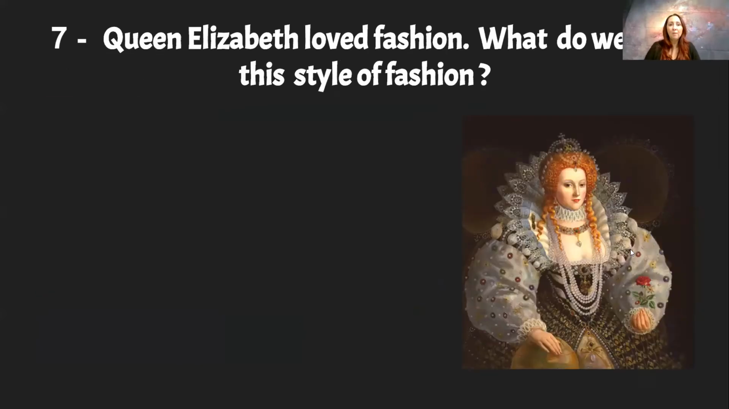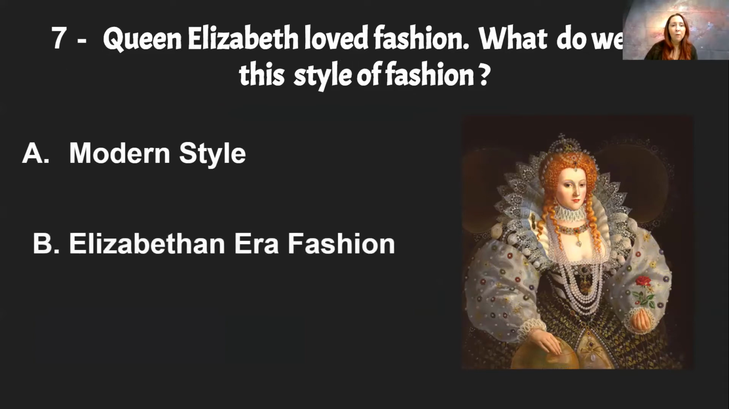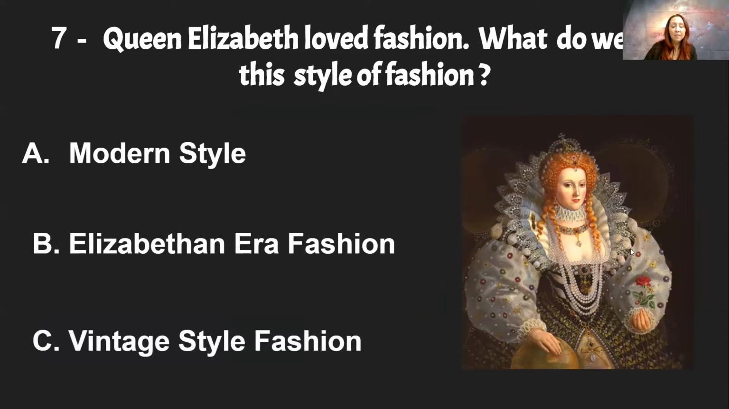Queen Elizabeth loved fashion. What do we call this style of fashion? If you think we call it modern style, write the letter A. If you think we call it Elizabethan era fashion, write the letter B. And if you think we call it vintage style fashion, write the letter C. Are you ready for the answer?